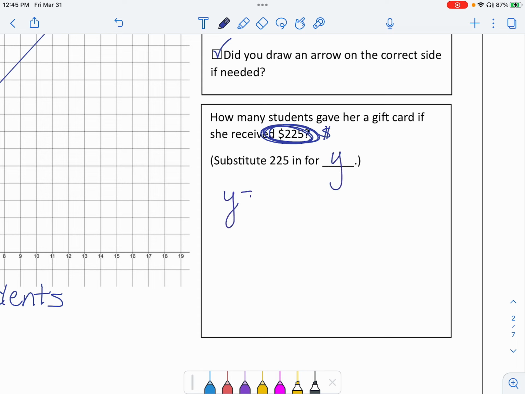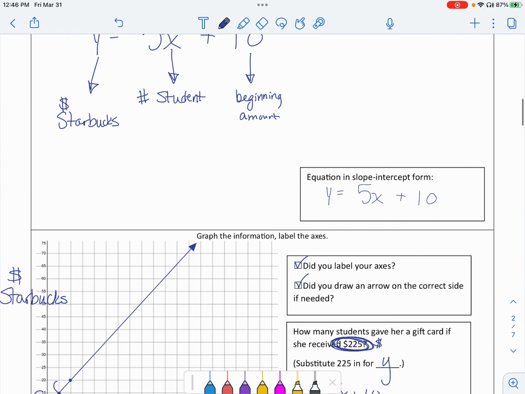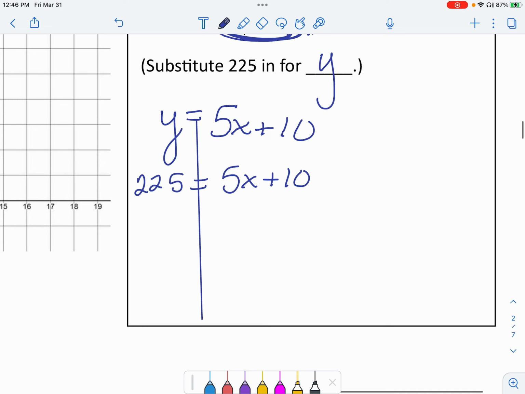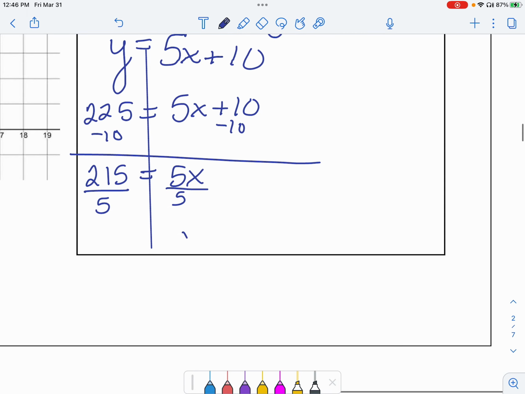So when we have y equals 5x plus 10, I'm going to put 225 in for y. I think this is the hard part for students, knowing what to plug it in for. So just go back to what we did in the very beginning with our labels. So subtract 10 from both sides. That's 215 equals 5x. Divide each side by 5. Let me just use a calculator here on my computer that's sitting beside me. 215 divided by 5 is 43.